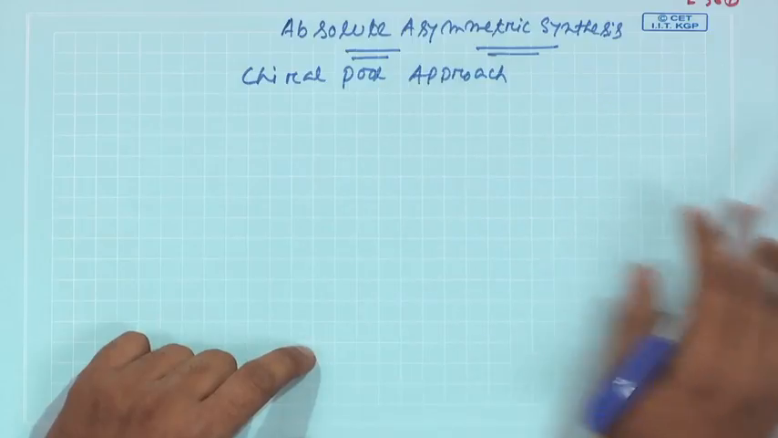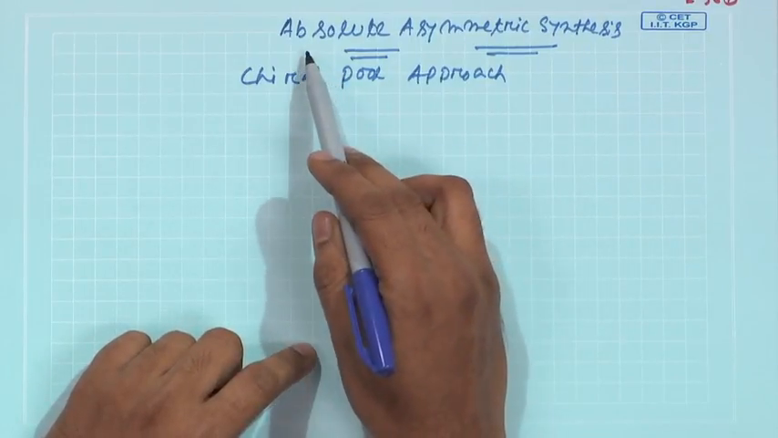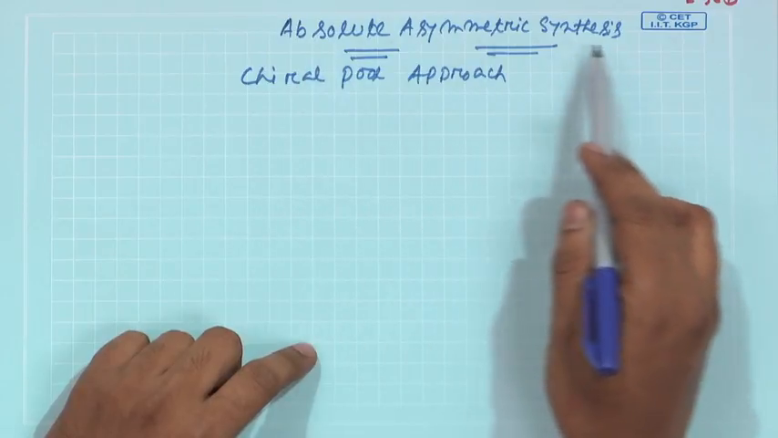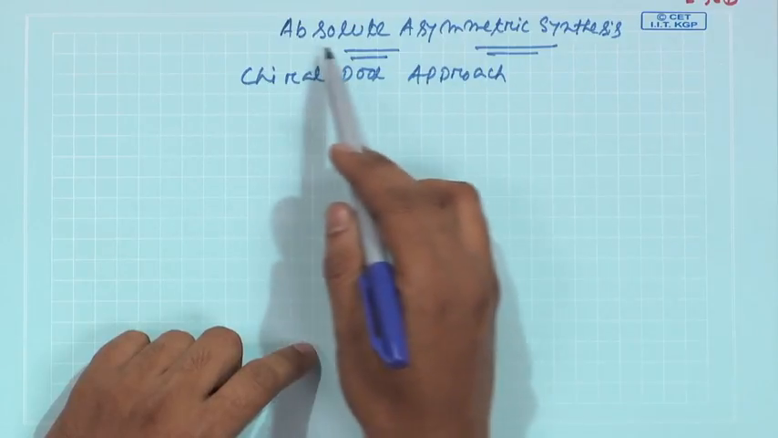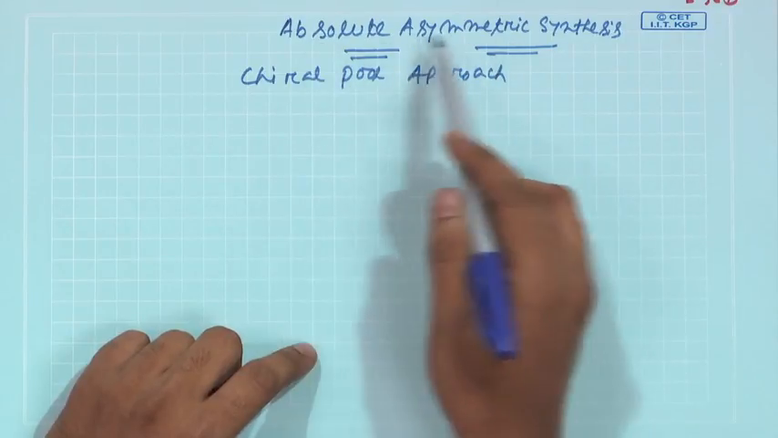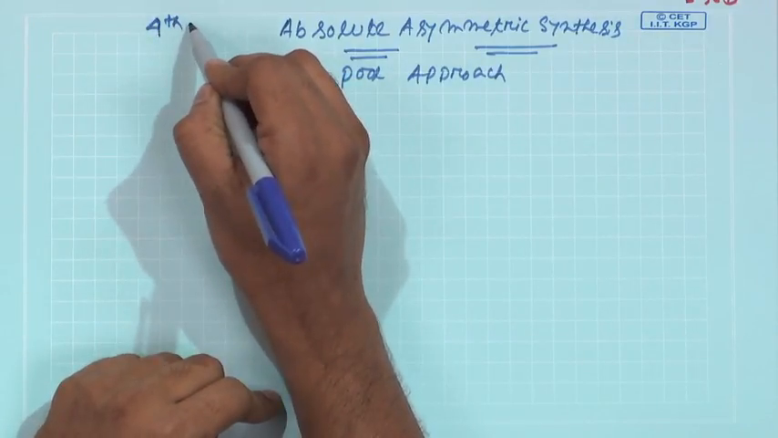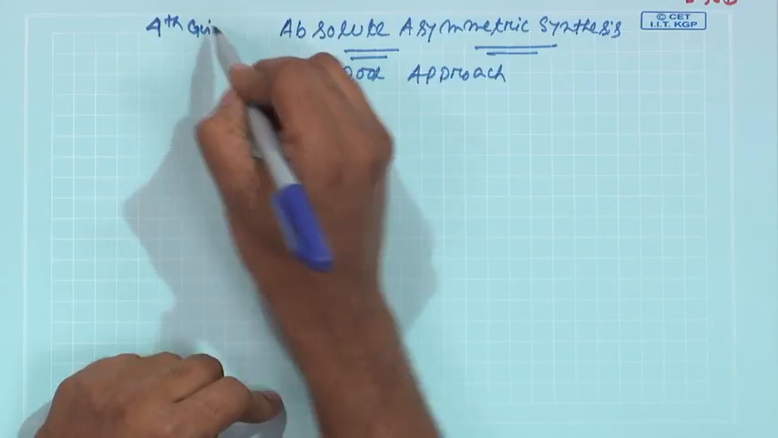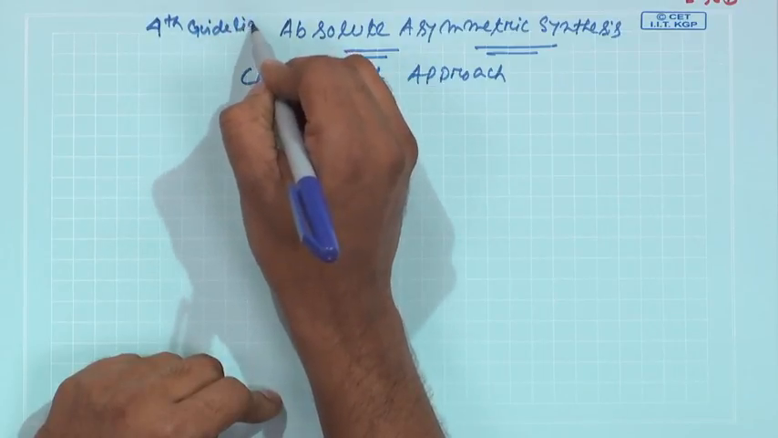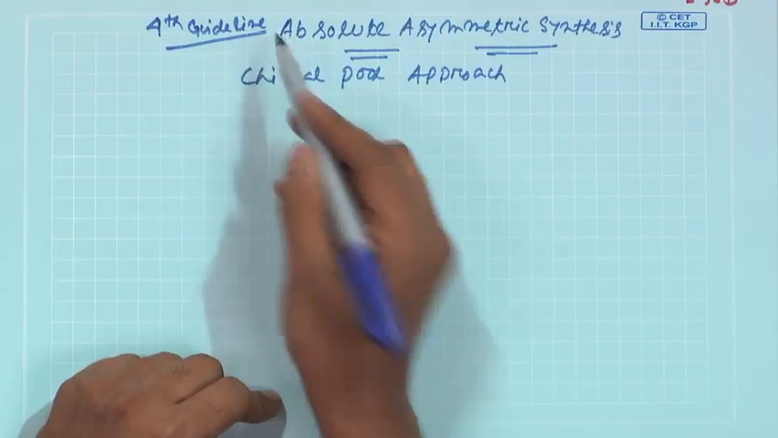Welcome back, students. We are discussing stereochemical strategies, and today we will be talking about absolute asymmetric synthesis, the fourth guideline, which we said falls under the class of stereochemical strategies. If you go to the original pathway, we said 4 guidelines are there, and this is our final guideline.